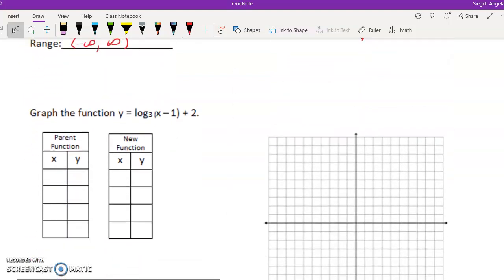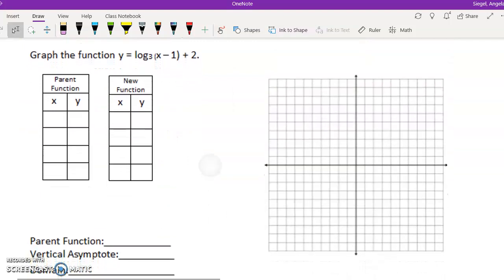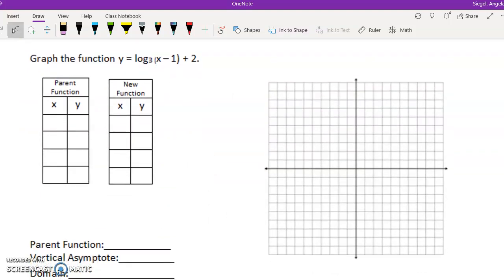Okay, so the rest of these we're going to be moving around. So we're going to start with the parent function. The parent function technically is log base 3 of x, but I want you to get in the habit of really thinking about it as an exponent, because I don't know about you, but this doesn't mean a whole lot to me like that does. I can work with that. I'm going to come over here for the parent function and put my regular numbers in.